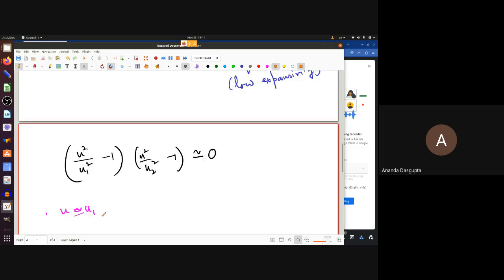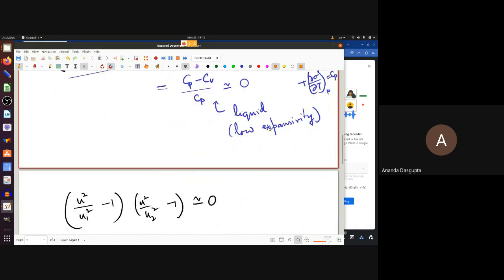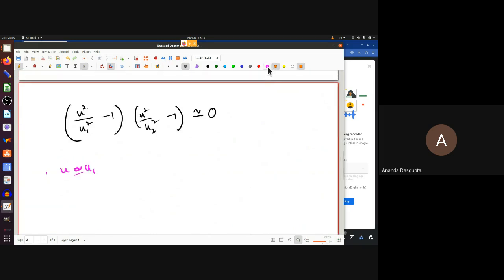But now, the moment you have u fixed, these equations will actually tell you about possible values of rho prime and sigma prime. In fact, this gives you the ratio of rho prime and sigma prime. So if u is equal to u1, you see this term drops out. So this tells you that sigma prime has to be 0. So the first kind of wave that you have, with the velocity u1, is where rho prime is not equal to 0. You do have a density fluctuation, but you have sigma prime equal to 0. No entropy fluctuation. Density fluctuation without entropy fluctuation.